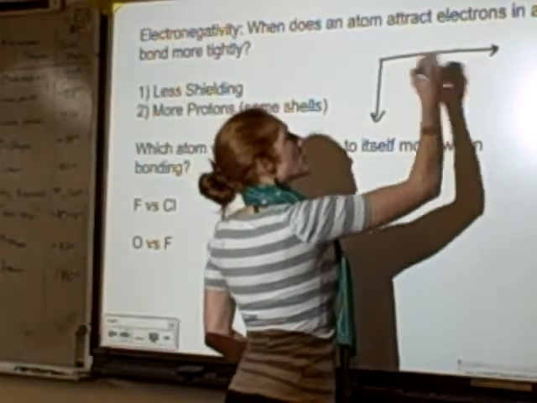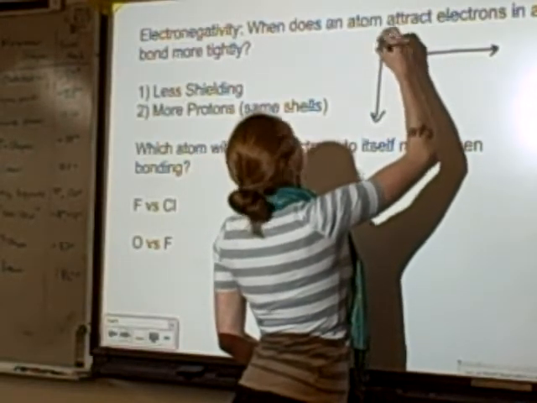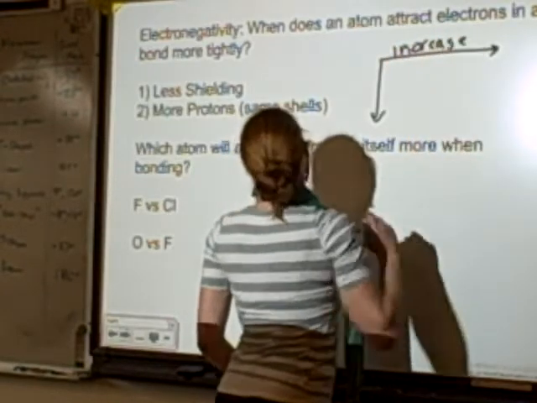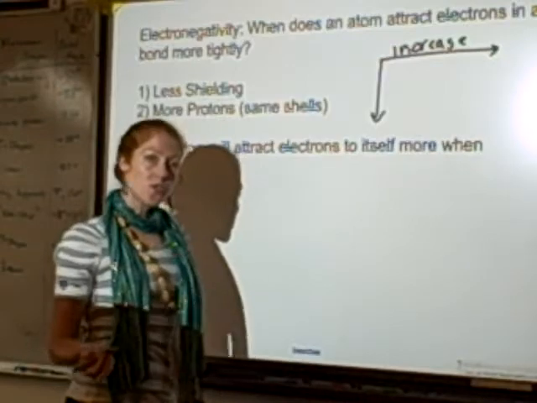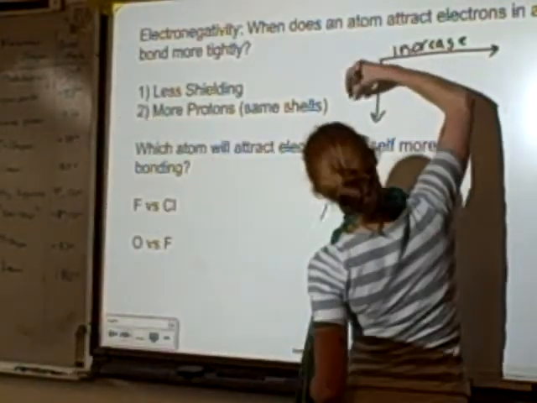So as we go across, there's more protons, there's more attraction. That means the electronegativity is going to increase. And as we go down, there's more shells, so there's going to be more blocking. That means it's going to decrease as we go down.